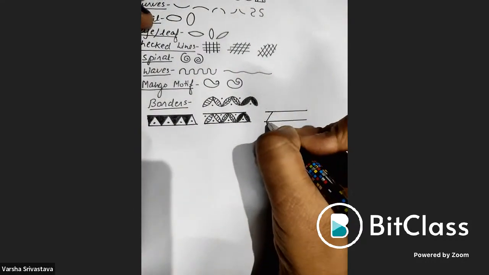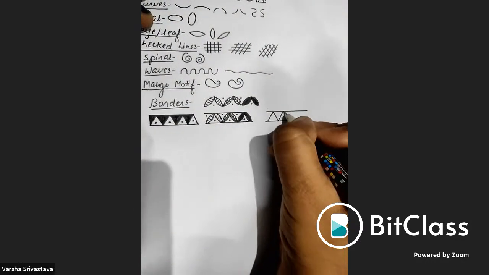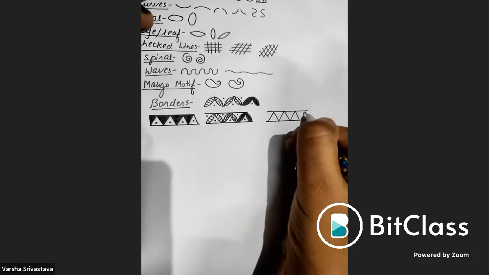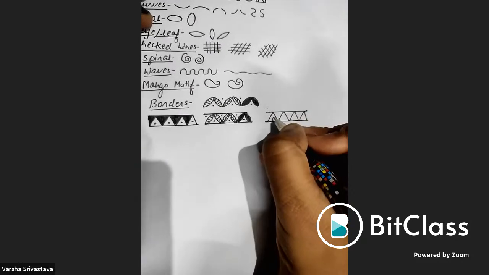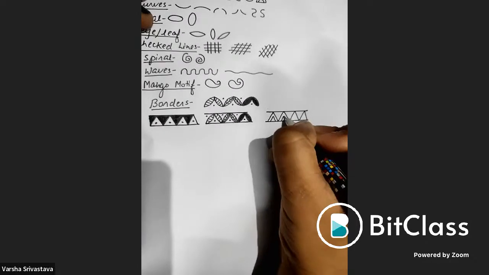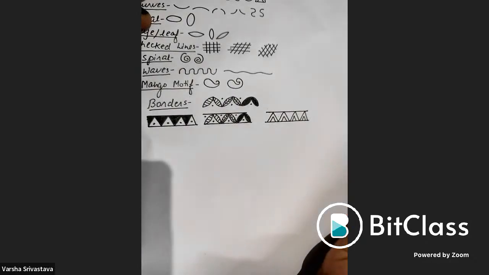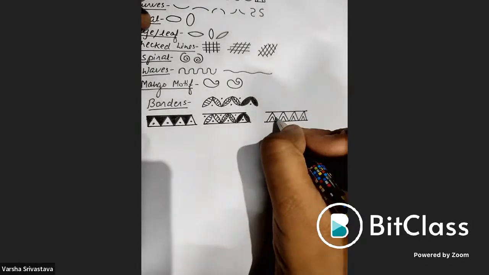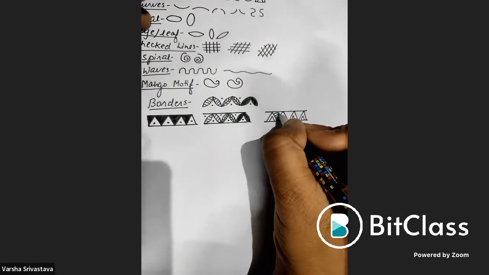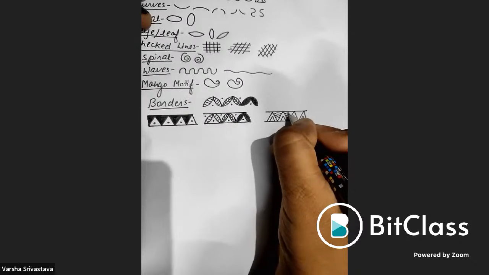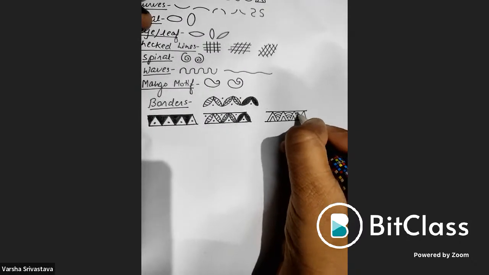I'm making the triangles over here, and I'm going to make the hollow triangles inside this, like this. And between the triangles, I'm making the curves, like this.